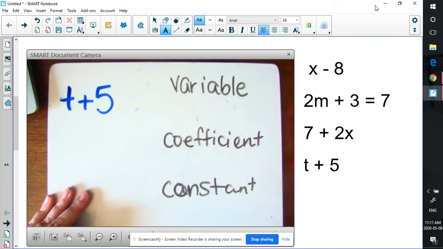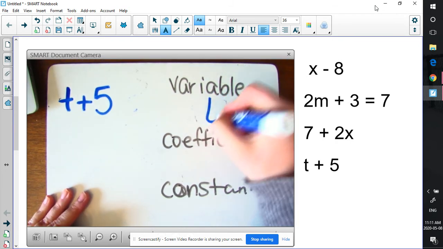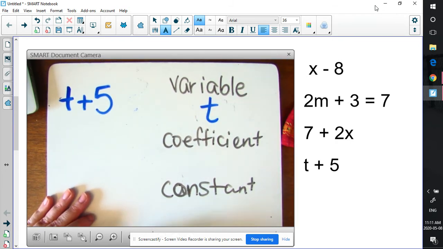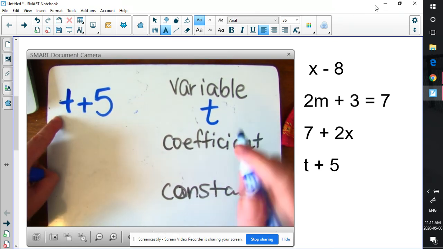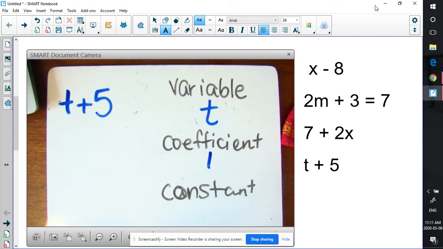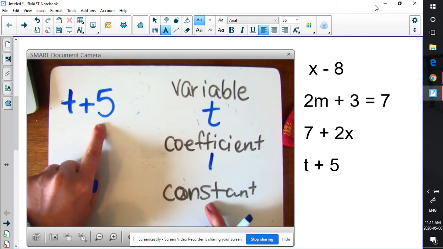t plus 5. Variable is the letter t. Coefficient is the number in front of the letter. Now, if there is no number, remember we put 1. The constant is the number by itself.